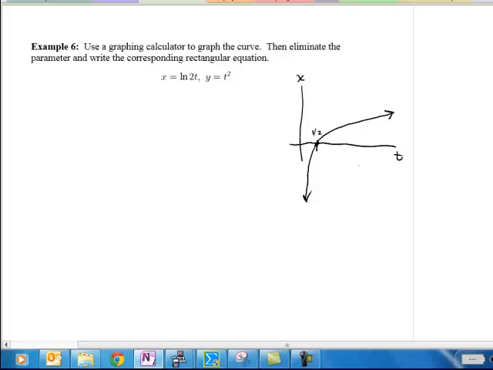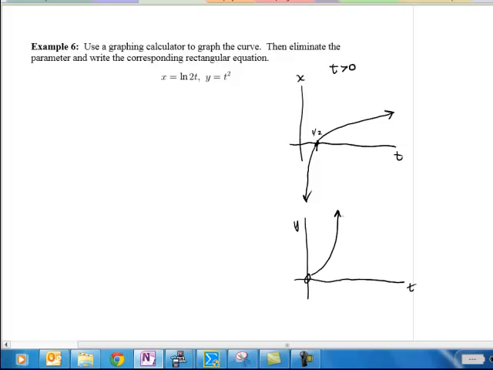And then they would grow slowly as t increases. So x will increase as t increases. t has to be greater than 0 because of the natural log function on x. And then y, we would also graph only for values of t that are greater than 0. So it wouldn't include 0, but y is t squared. So y is going to grow more quickly than x, right?